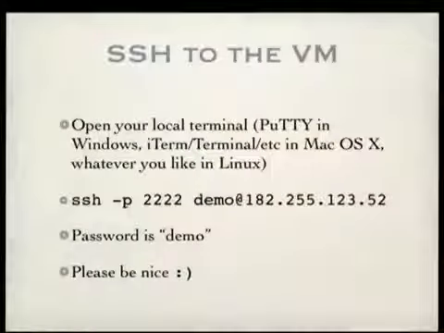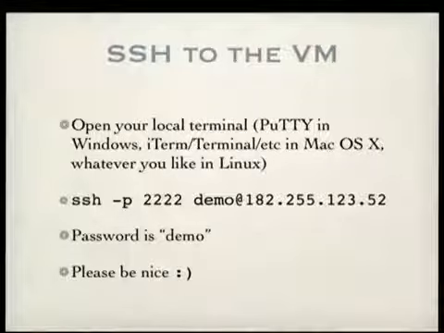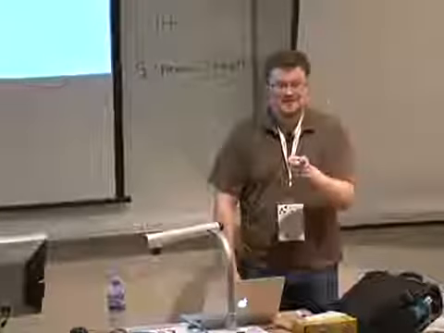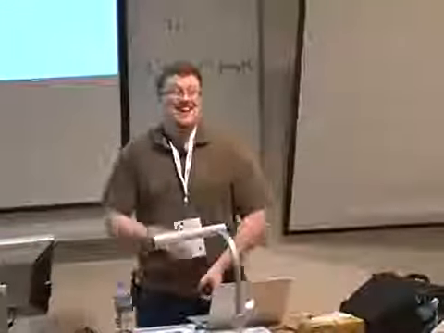I have a VM running on my Mac here that we're all going to share. This is the valid IP. Please be nice. It would be nice if we can all learn something here, more than just, oh, it breaks if somebody does something terrible. You're not root. You don't have full sudo.